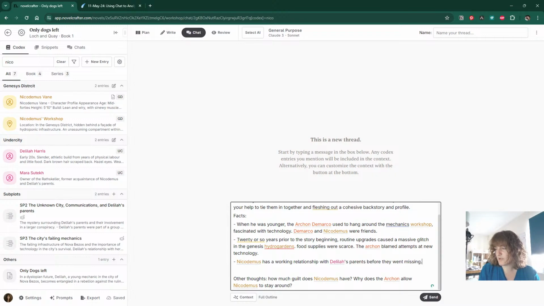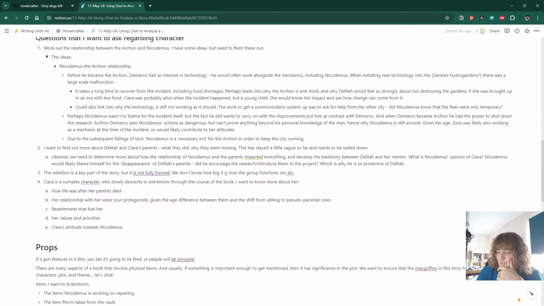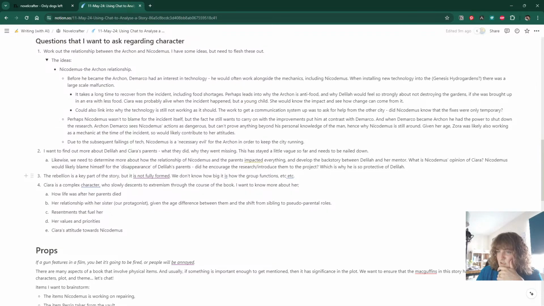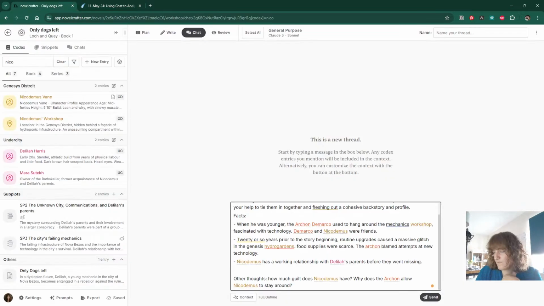Okay, so Nicodemus has a working relationship with Delilah's parents before they went missing. What else do we want to add? I think that might be enough for this first bit. Let's see what the AI says.